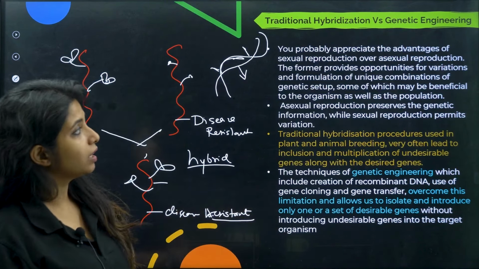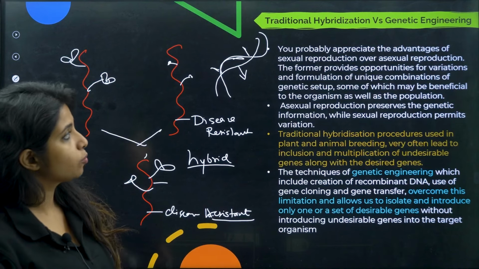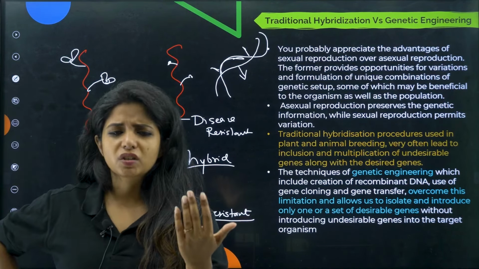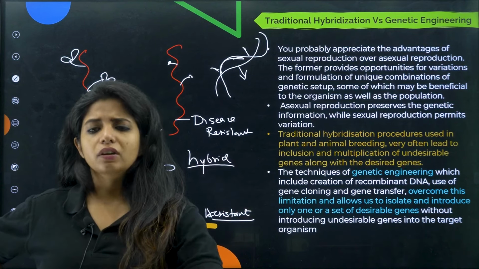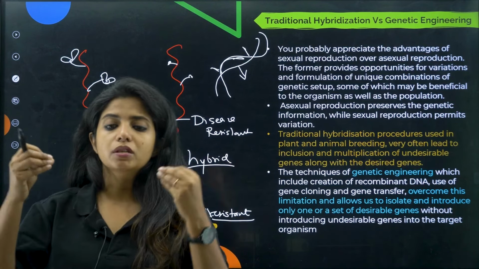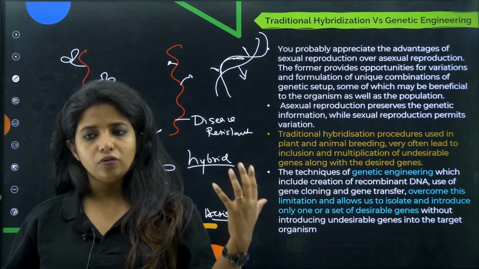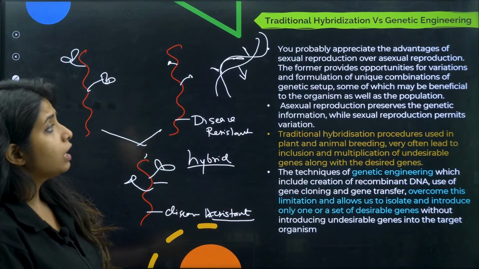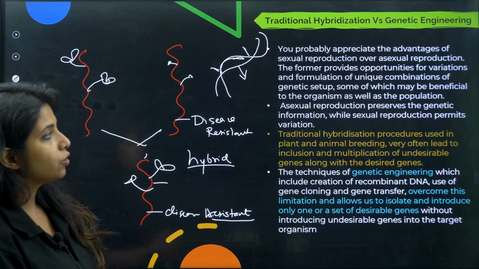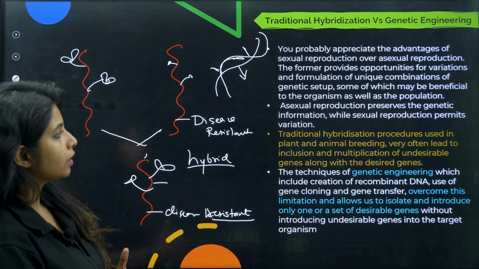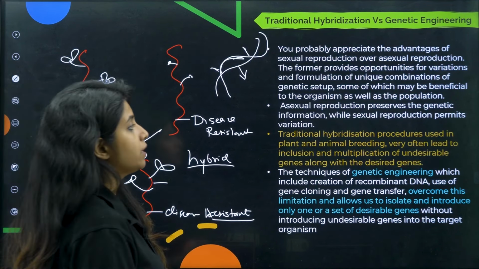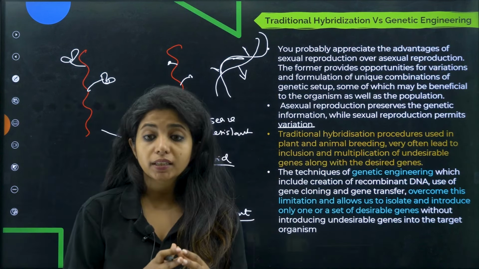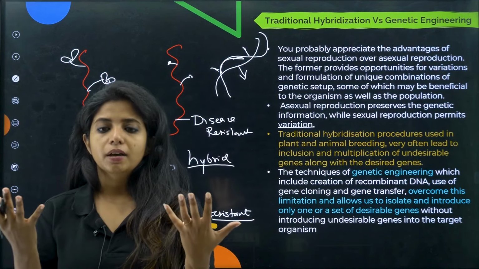So you probably appreciate the advantages of sexual reproduction over asexual reproduction. The former provides opportunities for variation. You know, sexual reproduction gives more variation because you have two parents involved, so obviously variation will be double. DNA from this, DNA from this, combination, different type of DNA. The former provides opportunities for variation and formulation of unique combinations of genetic setup, some of which may be beneficial to the organism as well as the population. Asexual reproduction preserves the genetic information while sexual reproduction permits variation. It will let variation happen.